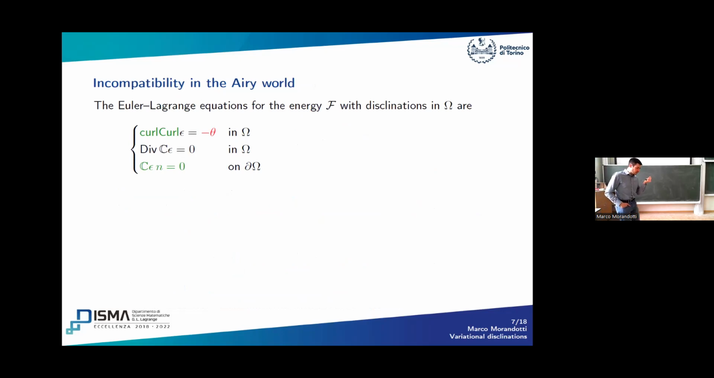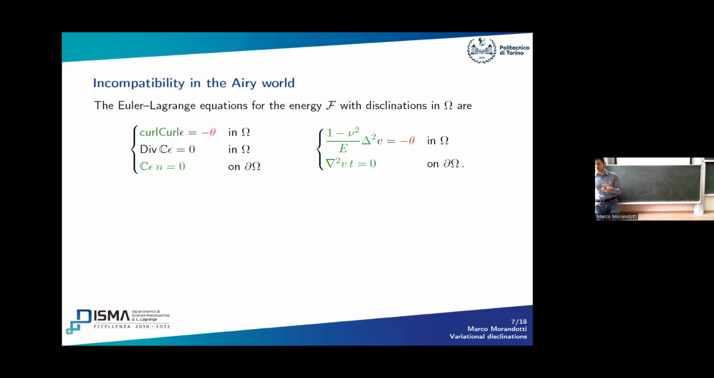I insisted before to mention the Airy stress function because it is easy for us to translate everything into the Airy world and see what comes out. The equilibrium configuration basically doesn't translate, because the Airy stress function is built for the equilibrium equation, the black one in the middle, not to appear. But then we still have to deal with the incompatibility condition, which now is this one, and with the boundary conditions. We assume traction-free boundary conditions, and these are translated in the following way.